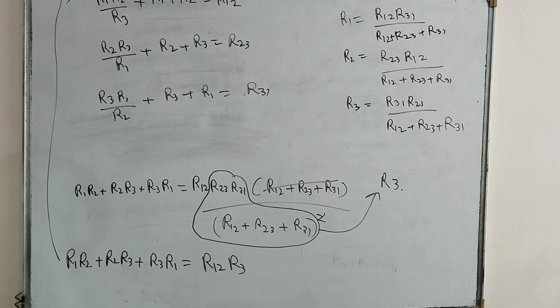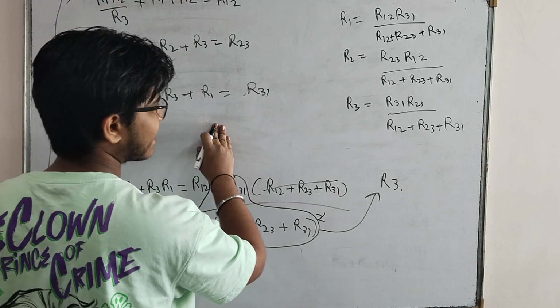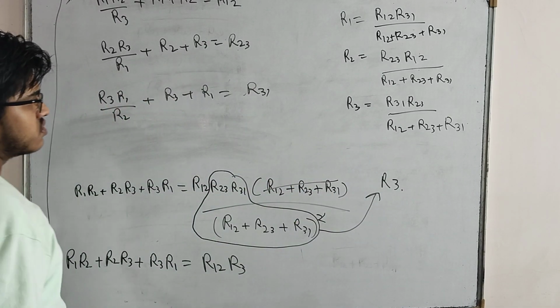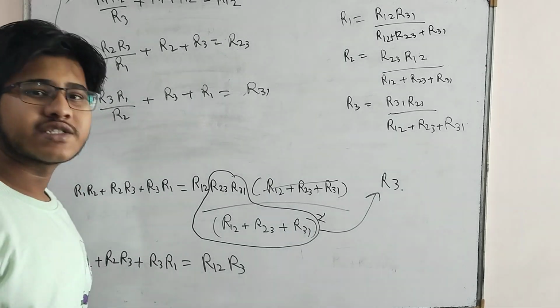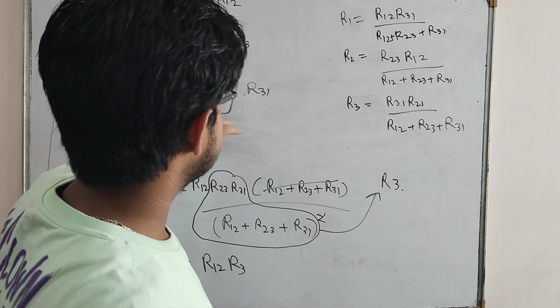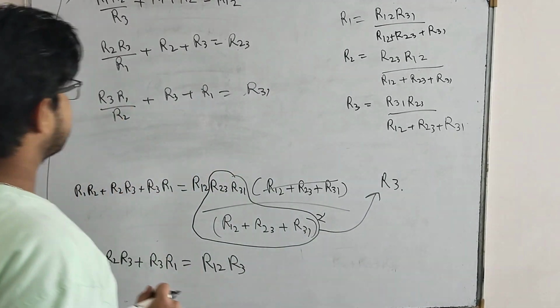So this is for star and these are for delta. So finally we can convert any circuit from star to delta or delta to star using these 6 formulas. Please note this.